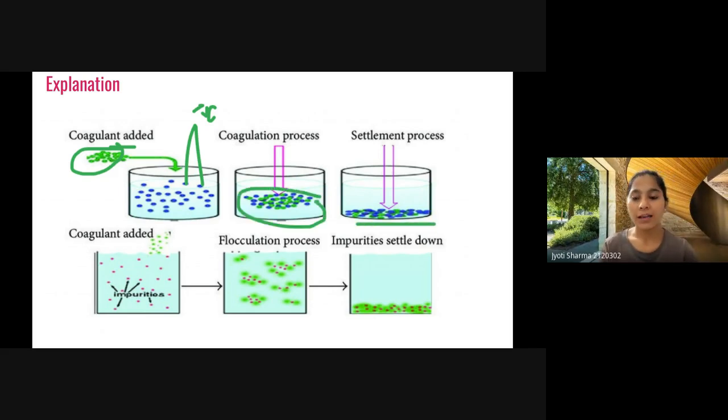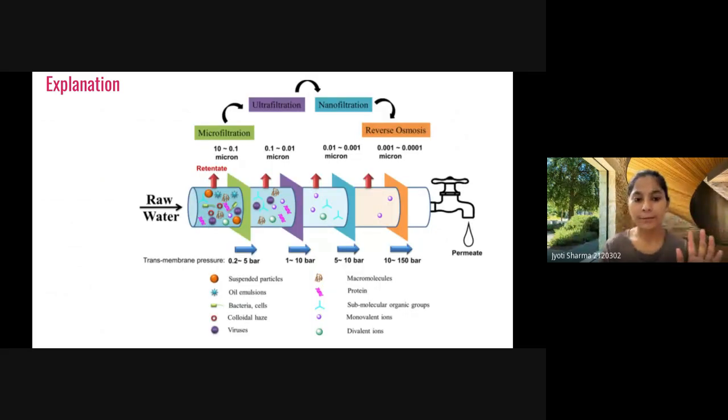Then if we are moving the solution slowly, this will come under flocculation, mixing slowly, because it will also enhance the settling down of matter, organic matter, let's say. So that's how the impurity will be settled down. So this will come under flocculation. And these are part of the physiochemical process.